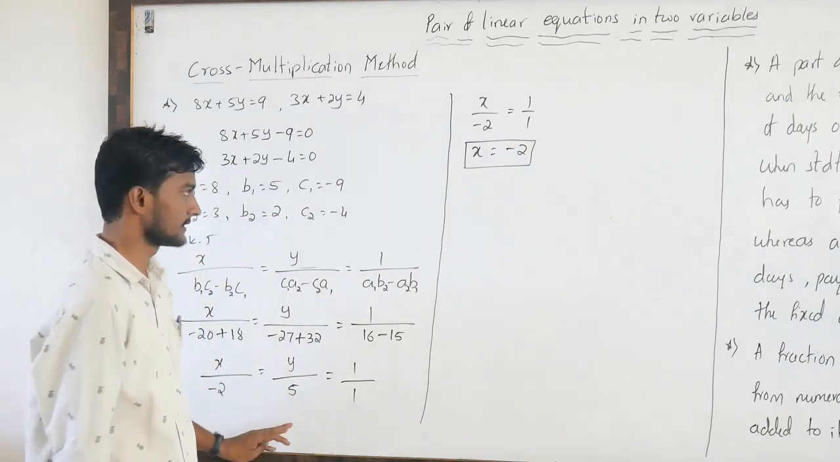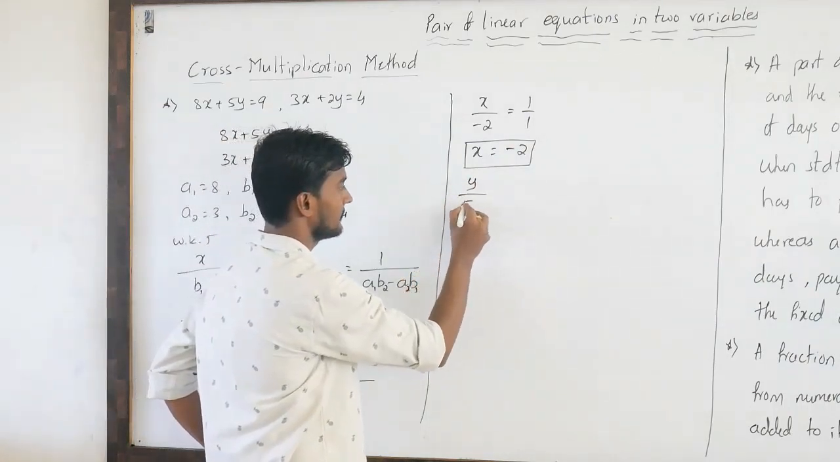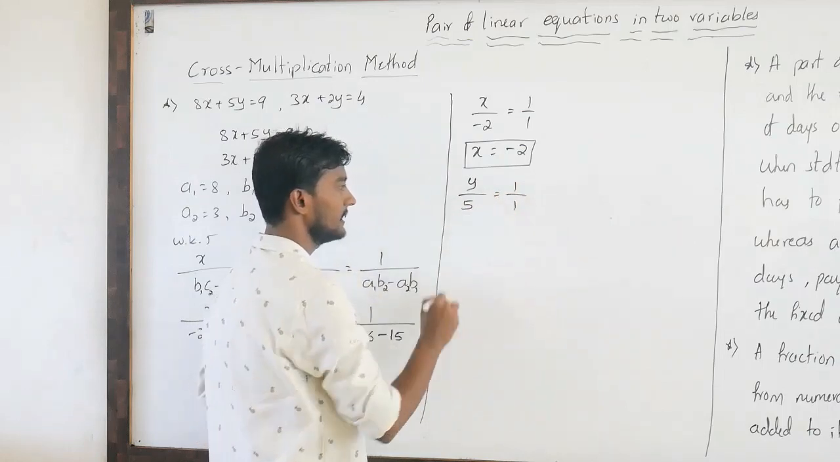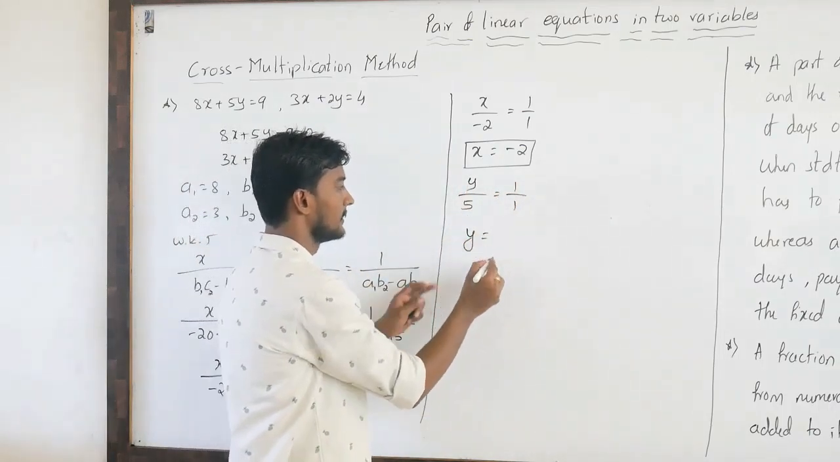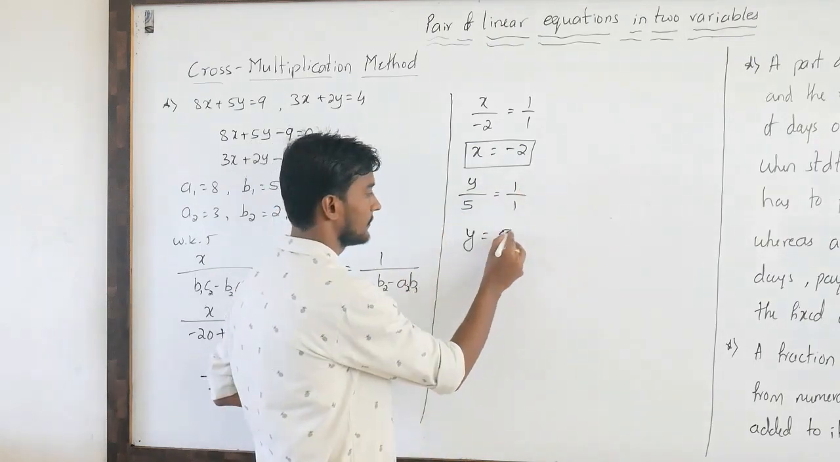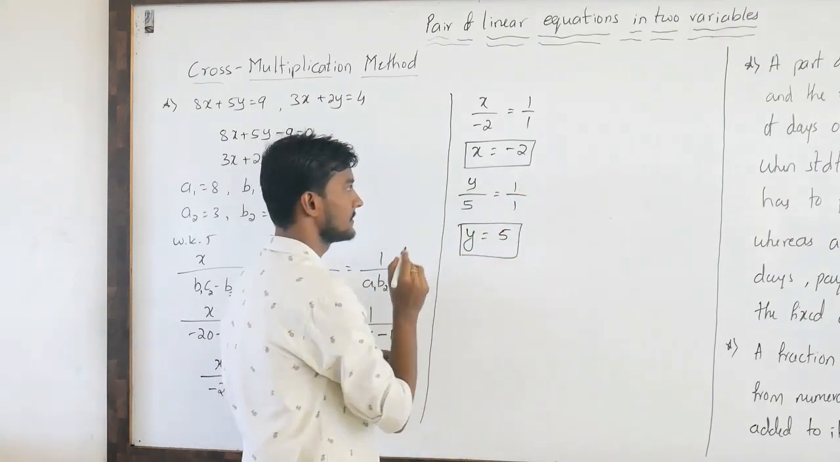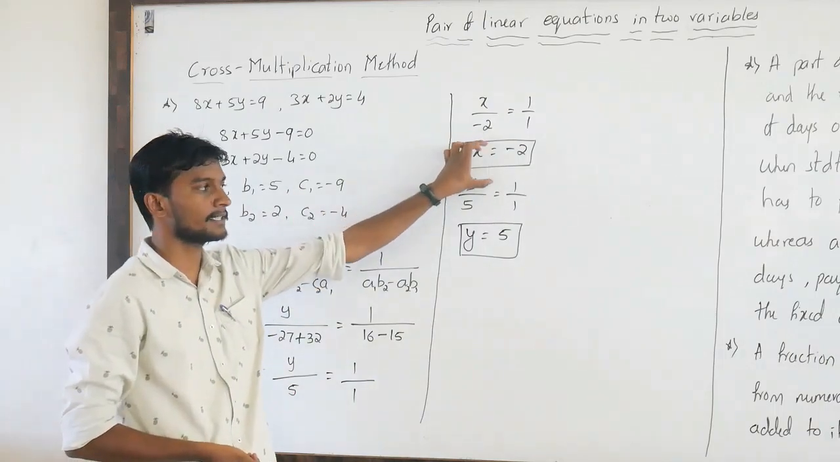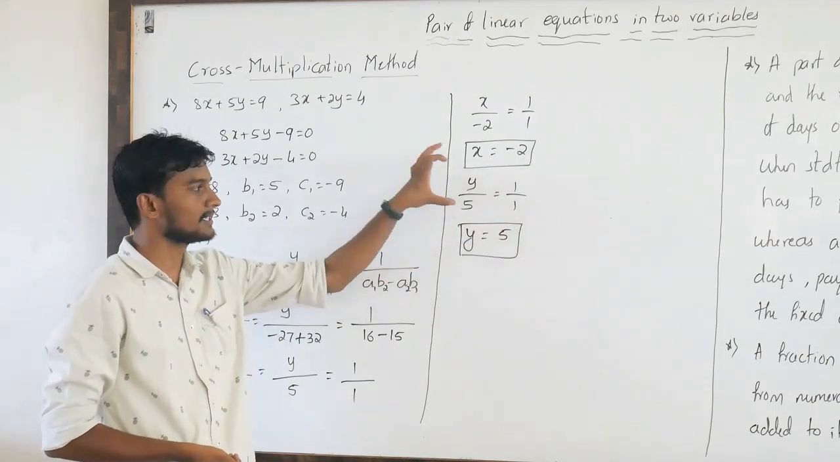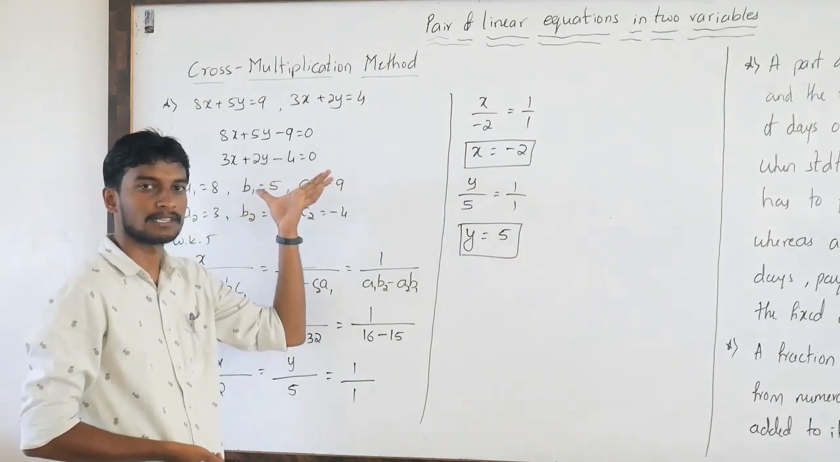Compare second and third. So that is y divided by 5 is equal to 1 divided by 1. So y into 1 is y, 5 into 1 is 5. So the y value is 5. Like this you have to find the value of x and the value of y. Already in the last class we have solved some problems.